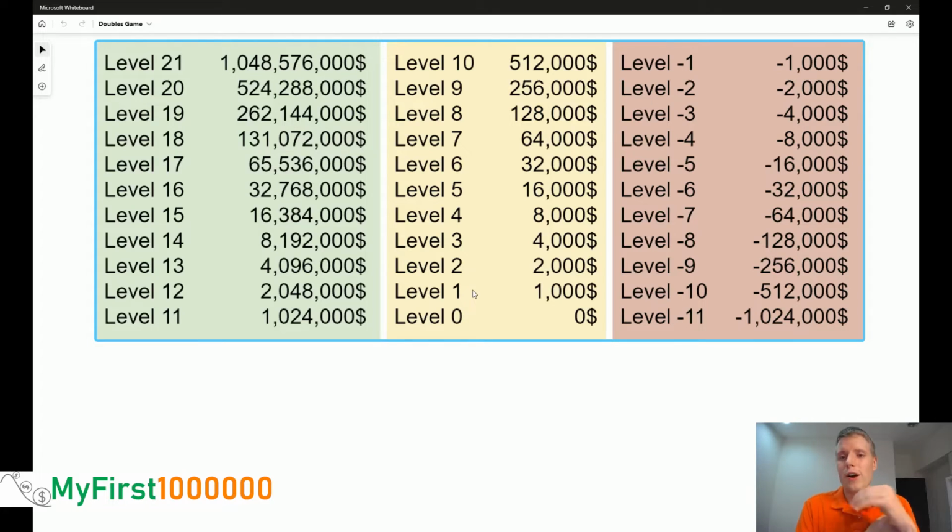So, of course, you have an end goal potential in mind. Maybe you're just starting out and you have a little bit of savings, so you're at level 1.